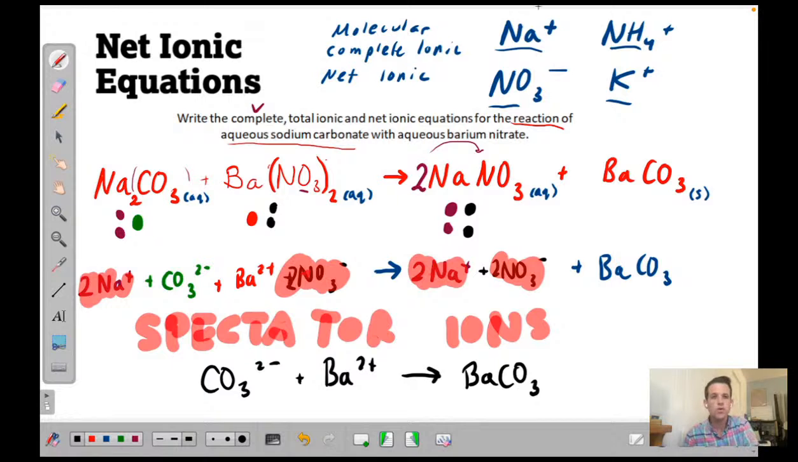So these 4, especially when you see these 4, they're usually your spectator ions. There can be other spectator ions as well. But these ones are the ones you need to know are always going to dissociate. So they are the most common ones that come up for net ionic equations.